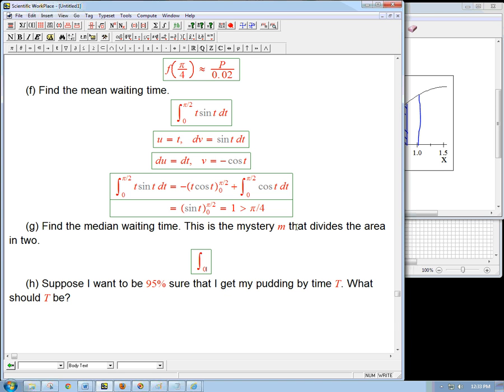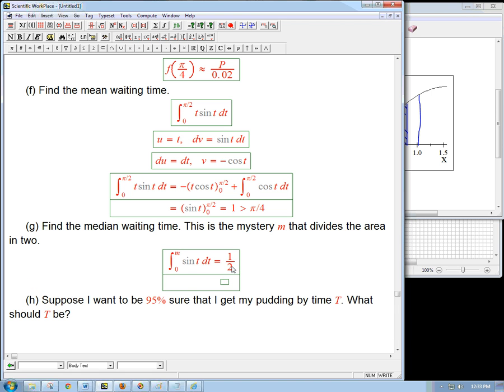Well, this is a place where this really means something. It's called the median. So we have a mystery m here, and we want the integral from 0 to m of sine t dt to equal 1/2. 50% of the probability should be up to there. We could also do it as m to pi over 2 equal to 1/2, but that seems a little more complicated. Okay, well, we can do that.